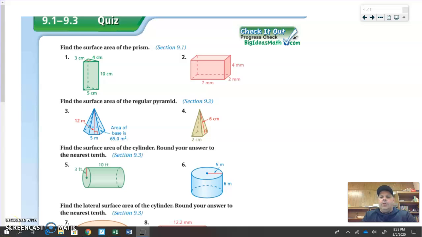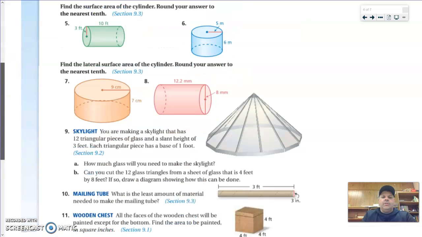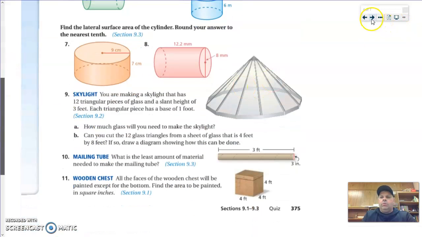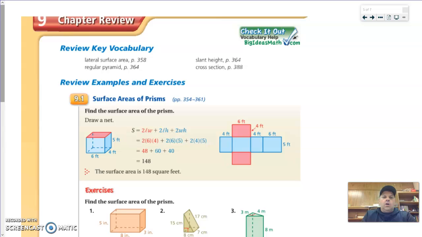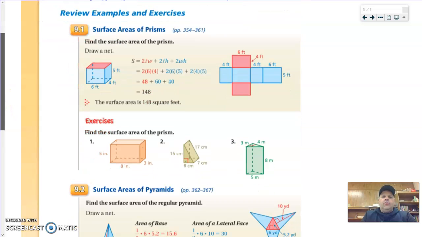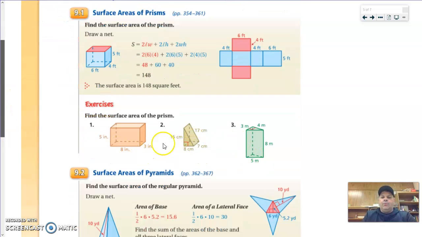For the rest of the time in class, I would like for you to spend about the first 15 minutes working on this on your own. You are going to complete all of the problems in this packet. So there is a 9.1 through 9.3 quiz right here, which has 11 problems. There are 3 problems that have surface area of prisms right here in your packet.